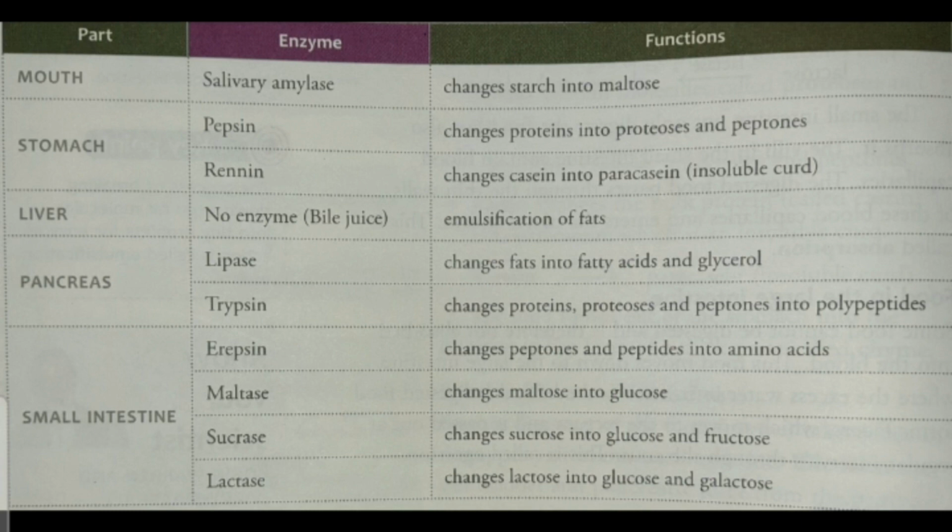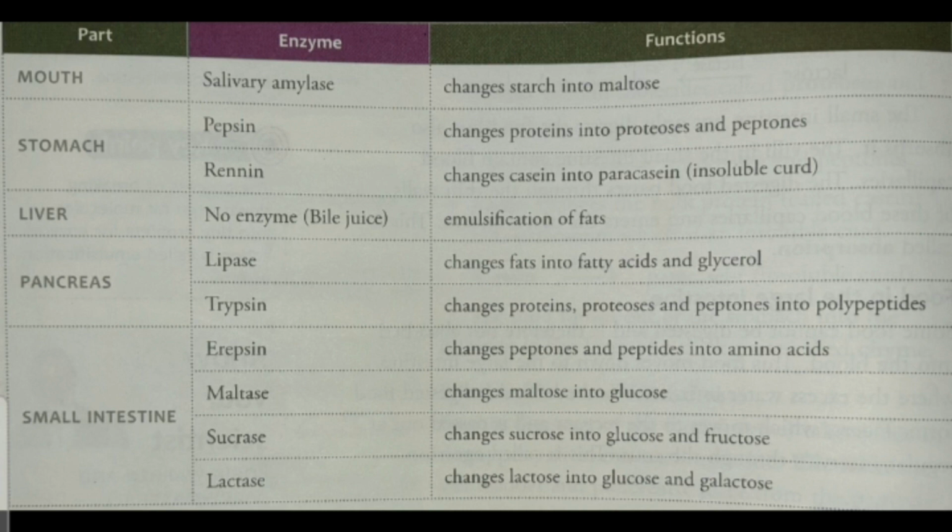The next part is the liver. The liver secretes actually no specified enzymes. It secretes bile juice. Bile juice is acidic and green in color, and this bile juice emulsifies the fats. This is the function of the liver and of the bile juice.